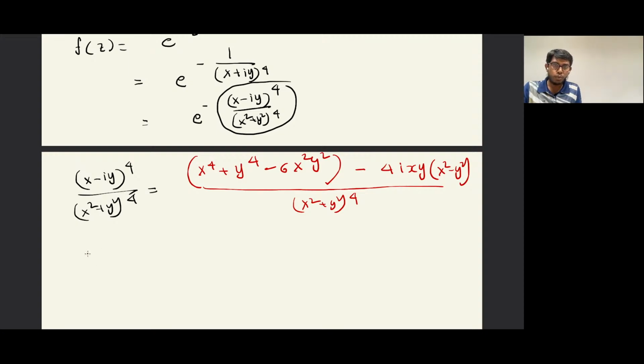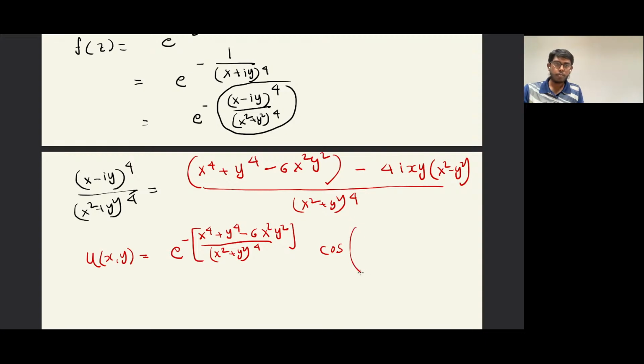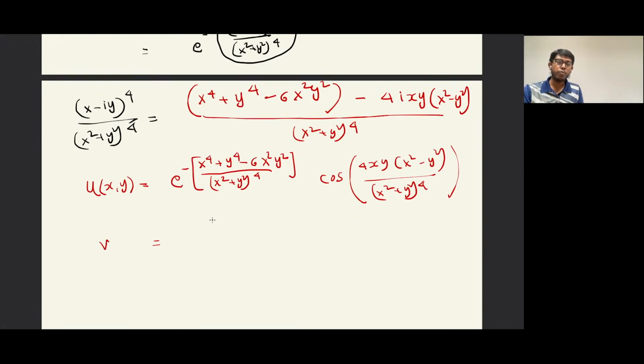Therefore, what is my u? u of x, y is basically e to the power of minus (x to the 4 plus y to the 4 minus 6x square y square) by (x square plus y square) to the power 4, times cosine of 4xy(x square minus y square) by (x square plus y square) to the power 4. It looks a bit ugly, but it's not a very difficult computation. Similarly, v equals the same thing with sine.